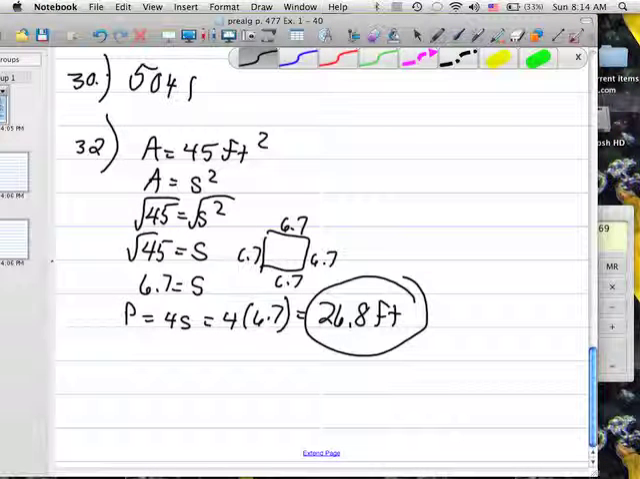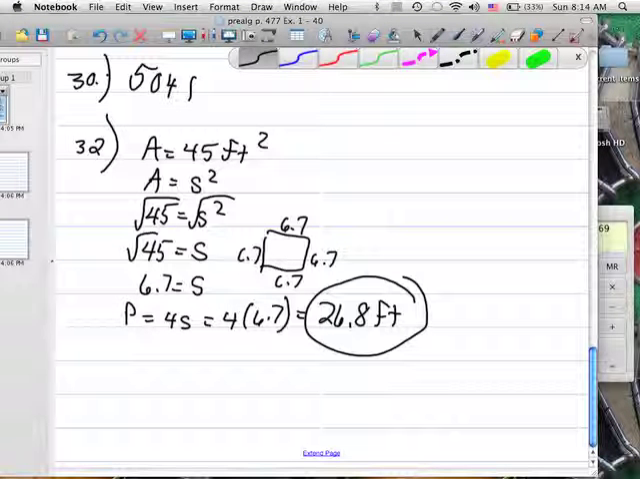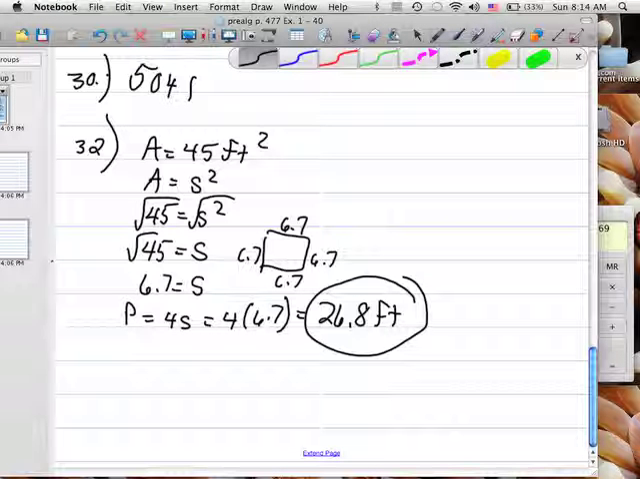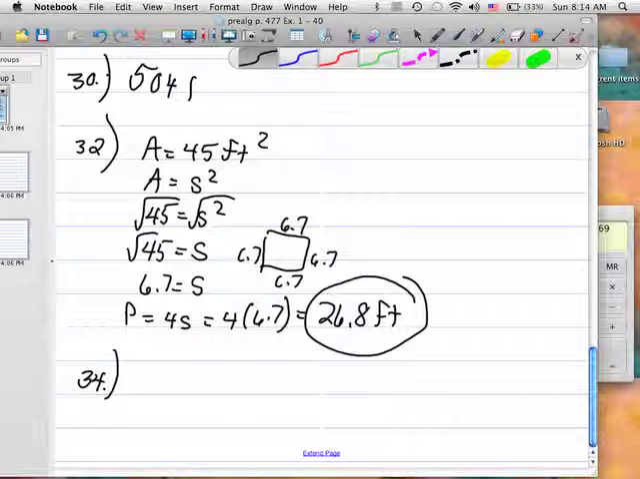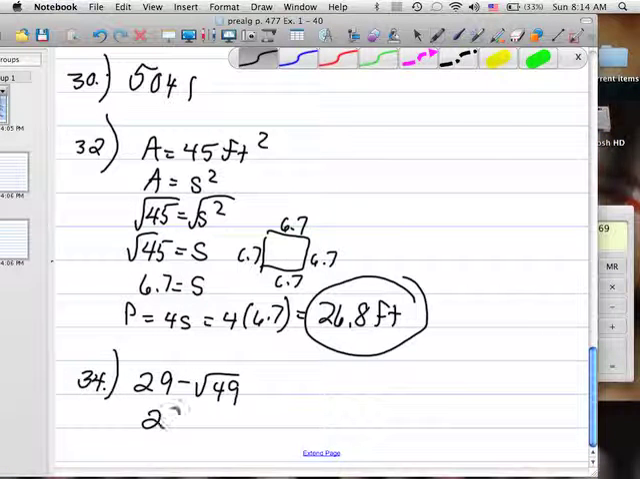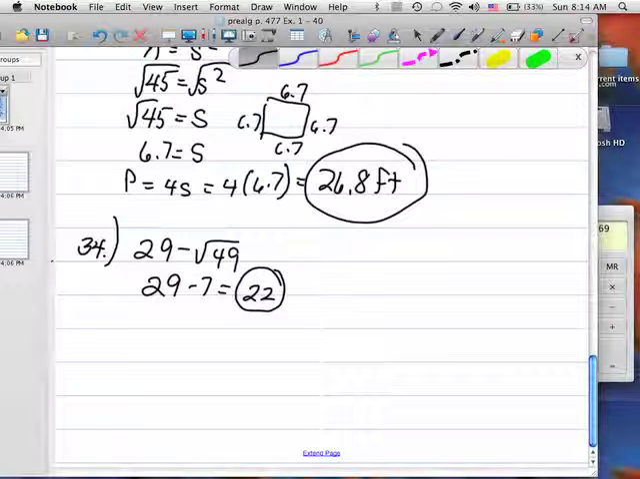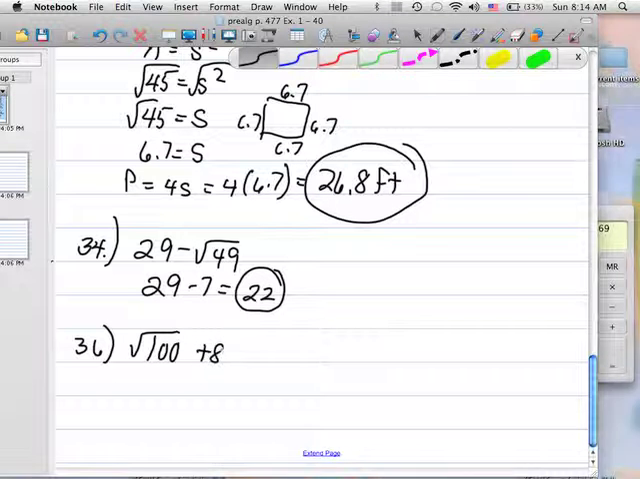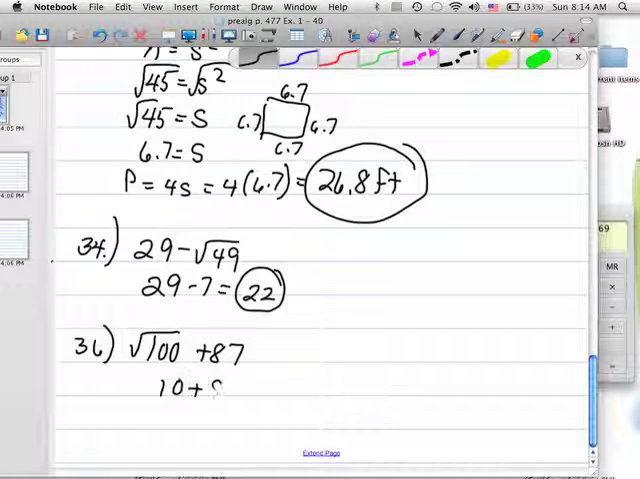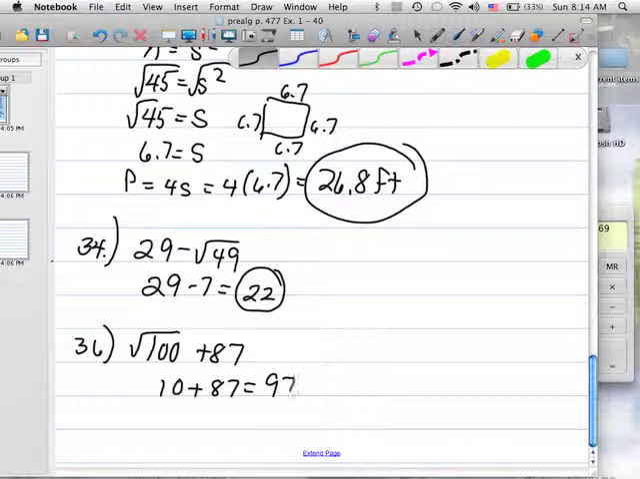Problem number 33 through 40, find each answer mentally. And they're using perfect squares up there, the square roots of perfect squares, so you should do those without too much work. So 34, I'm going to write the problem down. 29 minus the square root of 49. So that's 29 minus 7, which is 22. 36, you have the square root of 100 plus 87, which would be 10 plus 87, which makes 97.